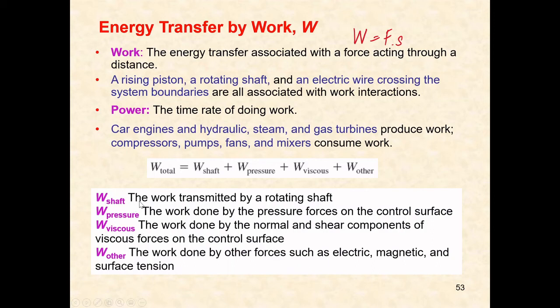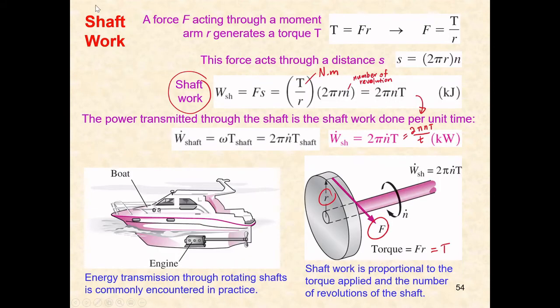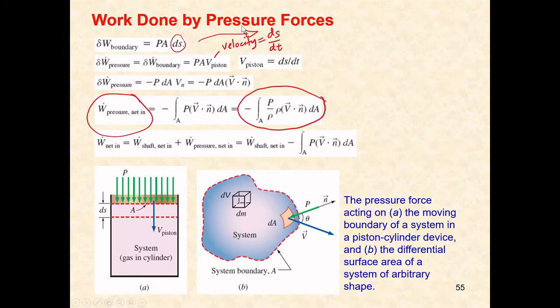W shaft is the work transmitted by a rotating shaft. W pressure is the work done by the pressure force acting on the control surface. W viscous is the work done by normal and shear components of viscous forces on the control surface. And W others is the work done by other forces such as electric, magnetic, and surface tension. Without going into too much detail on work, I will skip the shaft work and the work done by pressure forces, so you can look into this if you are interested.